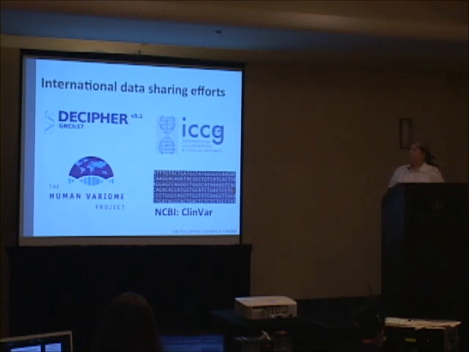There are wonderful international data sharing efforts, and these are not all of them. These are just some prominent ones that are out there. I would say that Decipher and ICCG are more relevant for copy number aberrations. The Human Variome Project and ClinVar are catching up, but they deal more with sequence variation than with copy number variation. And we intend to participate in these efforts, but it's difficult for labs to participate in research efforts. IRB is prohibitive.